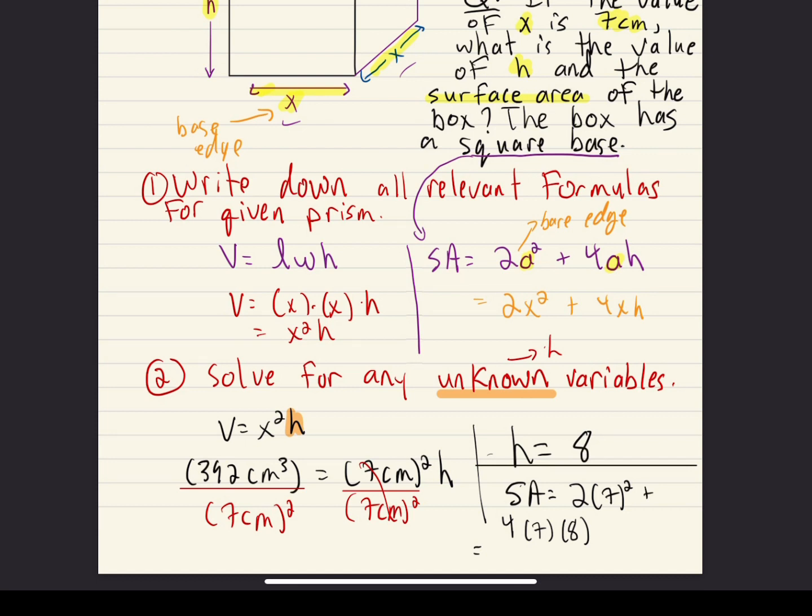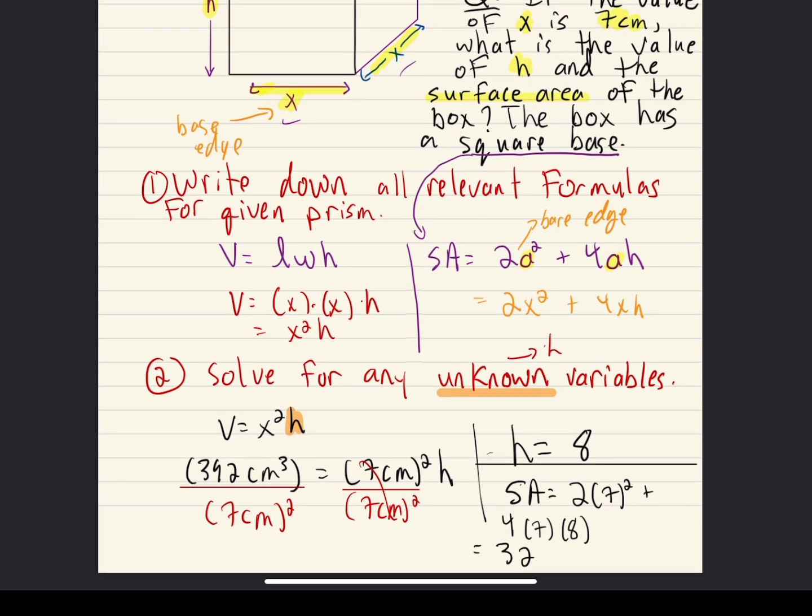Now I have my h value. I already had my x value. I could just plug it directly into the surface area equation. So 2 times 7 squared plus 4 times 7 times 8. And then I get a surface area of 322 centimeters squared. So I used the volume formula to isolate for an unknown, and then we just plugged it in. I guess this part over here is really step 3. We could just call that the plug-in. Once you solve for an unknown variable, the third step would be to plug it in.